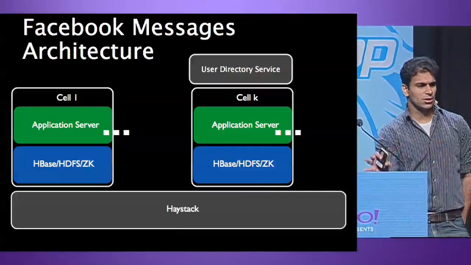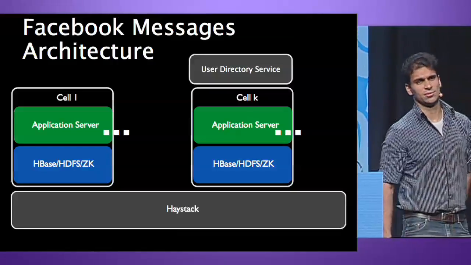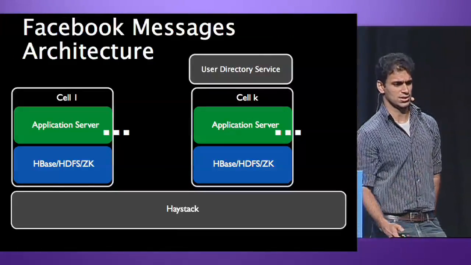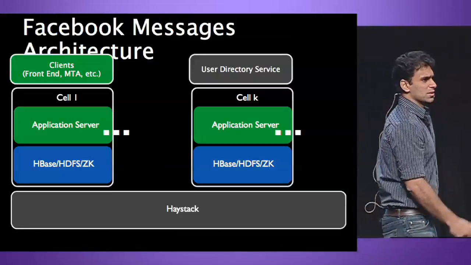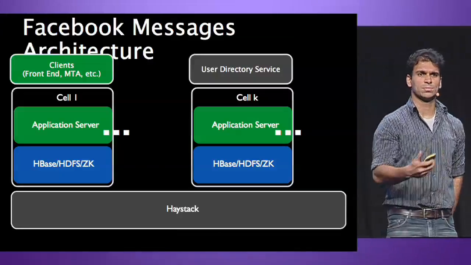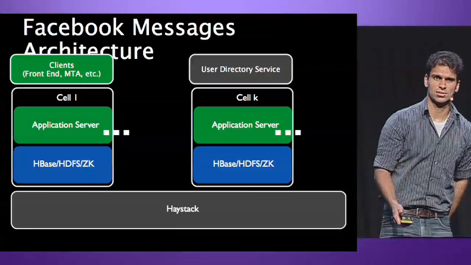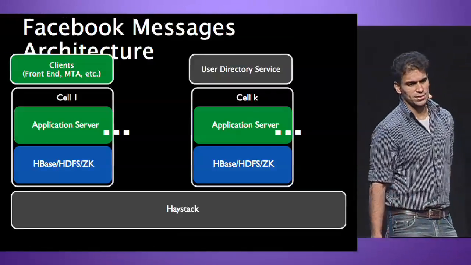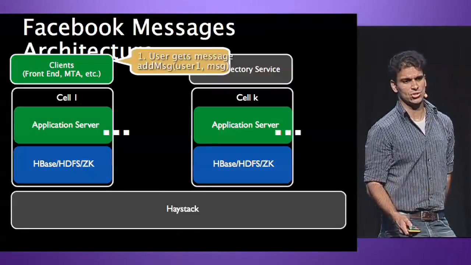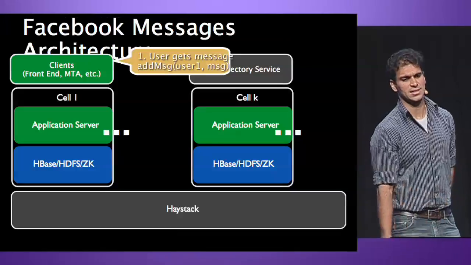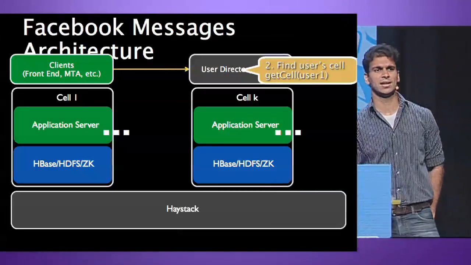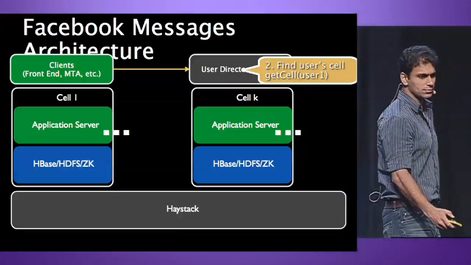All right, so we have all these machines and this sort of a stack architecture. So let's walk through how it really all works. So we have a client, the web server or what have you, actually trying to perform an operation on any user. So let's say a user gets a message. How does that work? The first thing the client does is goes to the user directory service and tries to look up which cell does this user belong to.